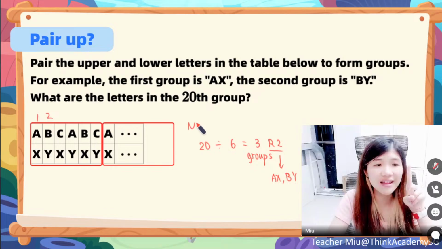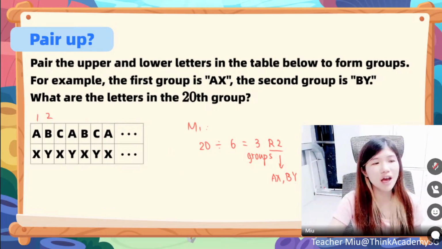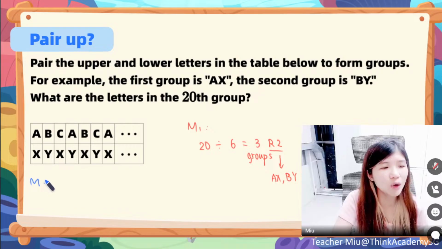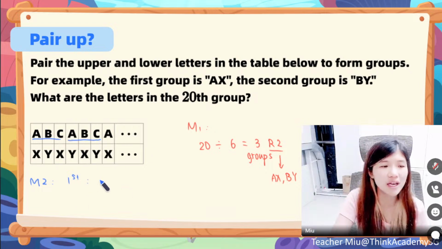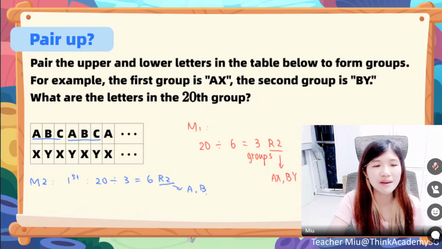This is method number 1. That is you pair up to find out. Actually, you can also do it in the other way. What if we just separate them? For the first row, there's ABC, ABC, ABC, 3 in a group. So we can directly use 20 divided by 3 to find out that is 6 remainder 2. 6 groups, and the remainder 2 is A and B, which means B.